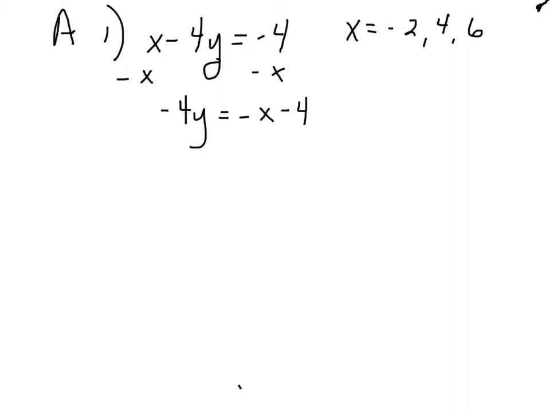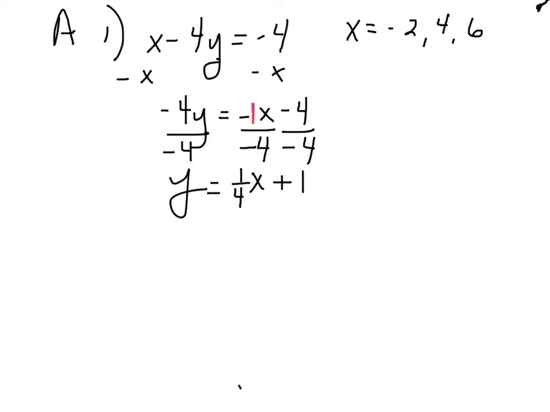So then you have to divide everything by negative 4, because what's the opposite of times negative 4? It would be divide by negative 4. So you divide everything by negative 4. Now this is where you have to be careful. Y equals. Remember, there's a 1 here. So this is just a negative divided by a negative, which is positive. So that's just going to be positive 1/4 x. A negative 4 divided by negative 4, that's plus 1. So now you want to take all three of these values and plug them in. So let's start with negative 2.